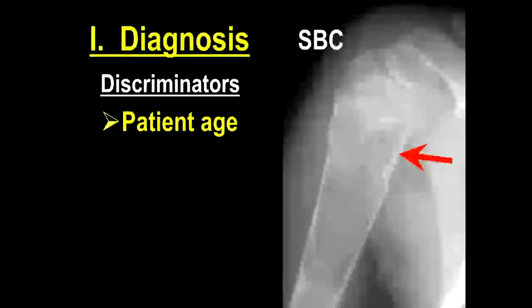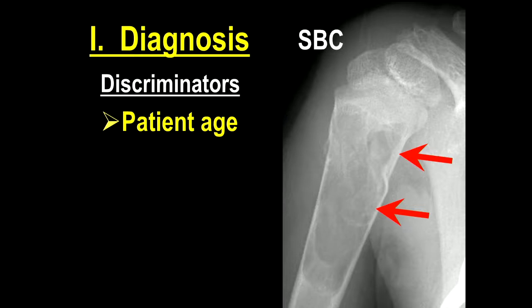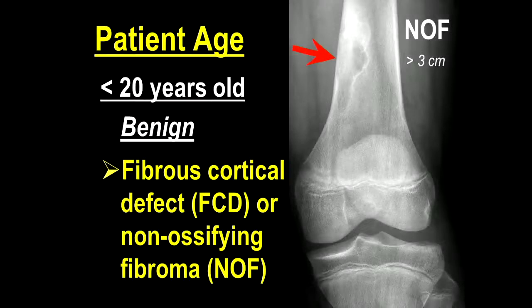Just like with love, with bone tumors, timing is everything. When patients are less than 20 years of age, there are a number of benign lesions that can occur. The most common kind of bone tumor or tumor-like lesion that we'll see in this age group is a fibrous cortical defect or non-ossifying fibroma. Here we see an example of a non-ossifying fibroma measuring greater than 3 cm in size.